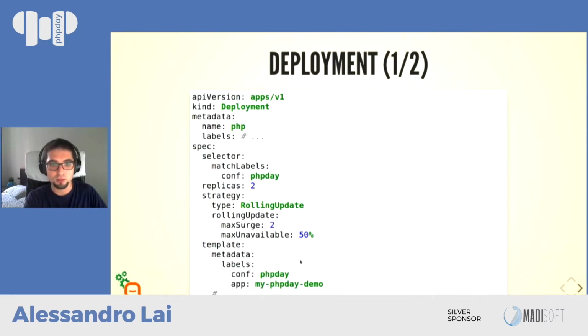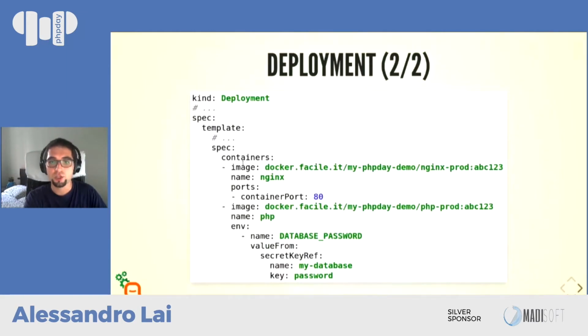Then you have the template for the pod. Still, you have labels. And second part, you just have to describe what's inside this pod. So normally just containers. And as I said, Nginx plus PHP. On Nginx, I'm saying, okay, I want to expose port 80. On PHP, I don't need to expose any port because those 2 containers are talking through localhost, basically. In this example, I also added an environment variable, which is populated, since it's a password, from a secret. So this is a way to reuse a secret inside your deployment.